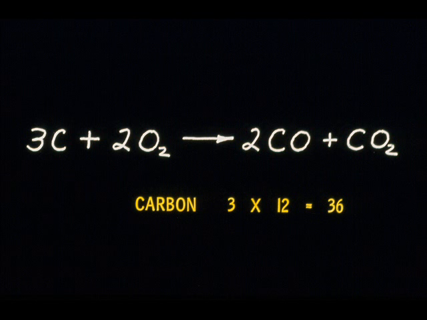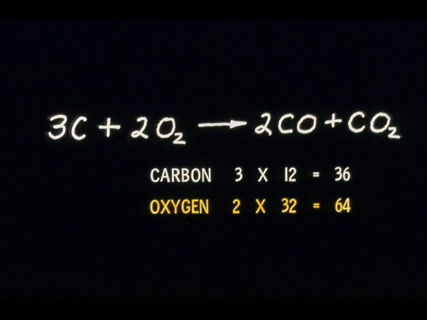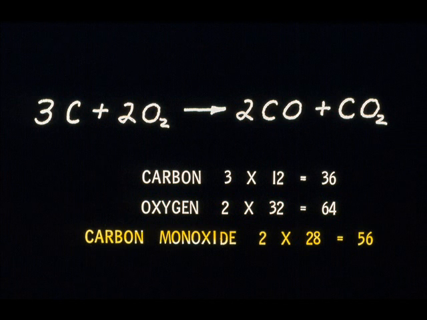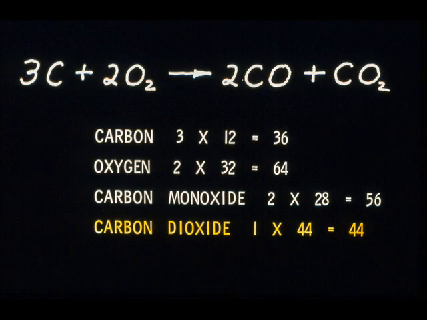The equation tells us that carbon and oxygen combine in a ratio of 3 times the molecular weight of carbon, or 36 parts by weight of carbon, to 2 times the molecular weight of oxygen, or 64 parts by weight of oxygen, and that 2 times the molecular weight of carbon monoxide, or 56 parts by weight of carbon monoxide, and 1 times the molecular weight of carbon dioxide, or 44 parts by weight of carbon dioxide, are produced.